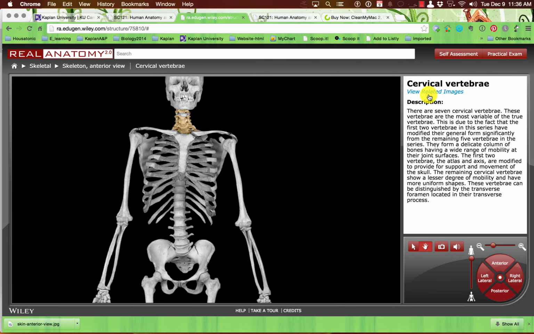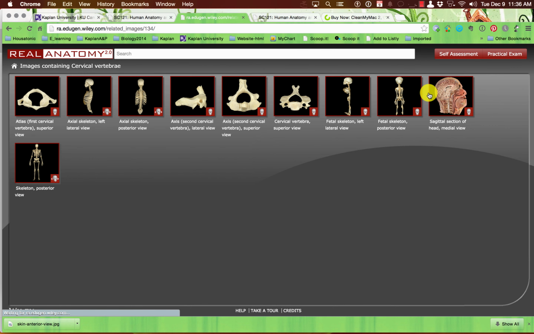You're going to go to view related images. Oh, wow. There's a lot here. So there's a lot of pieces of bones that you need to look at. I am going to take this. It's one you have to look at in the lab. When you do the homework, you're going to have to look at the bones to figure out what bone you are looking at.